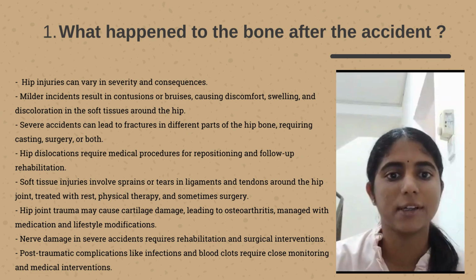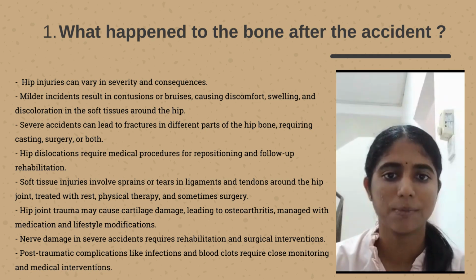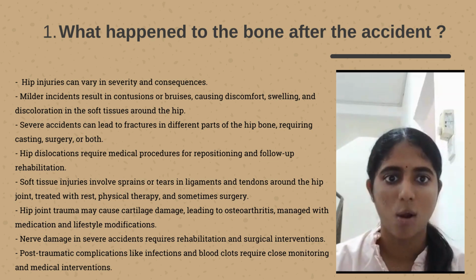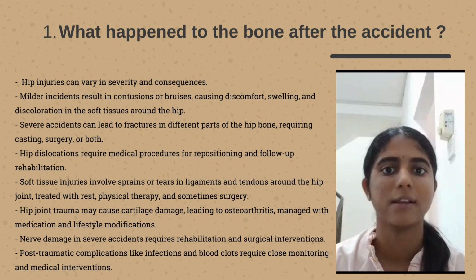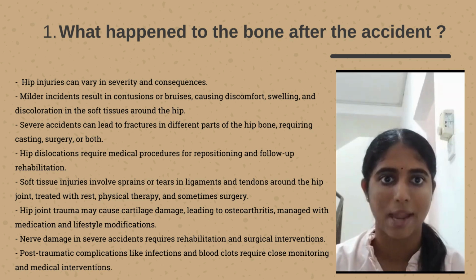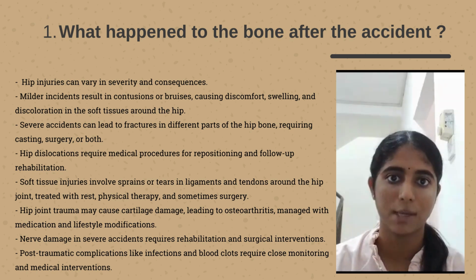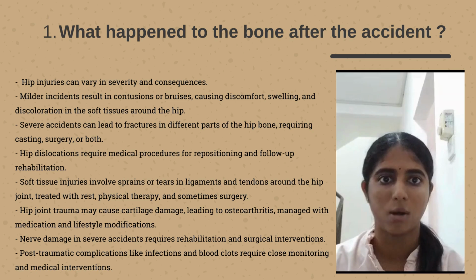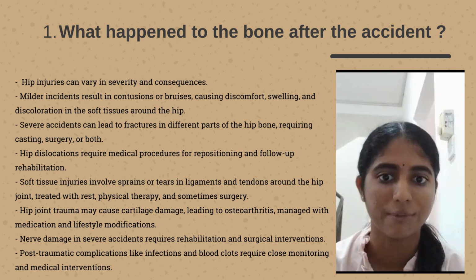The consequences of a hip injury resulting from an accident can vary based on the specific circumstance and the extent of the trauma. In milder incidents, the hip might sustain contusions or bruises, causing discomfort, swelling, and discoloration. These injuries typically affect soft tissues such as muscles and blood vessels. In most severe accidents, fractures can occur in various parts of the hip bone, such as the femoral neck, femoral head, or occipital. Treatment approaches depend on the type and location of the fractures and may involve casting, surgery, or a combination of both.